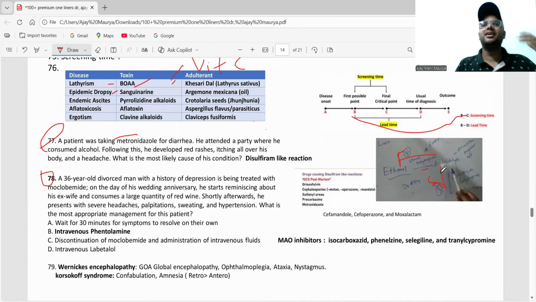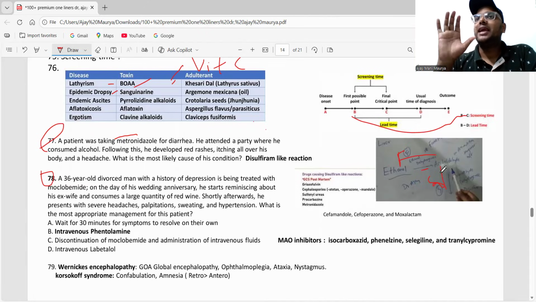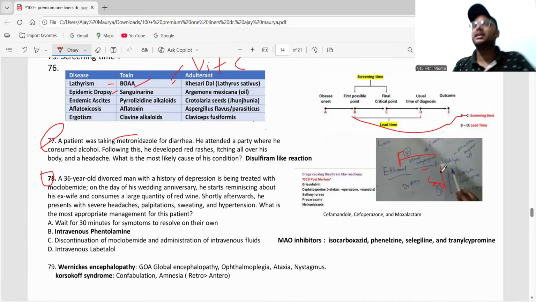Okay? He will get the euphoria. He'll get the headaches also. If he takes more amount, this happens. So if he took it at night, in the morning what happened? Everything is gone. That's why the acetaldehyde is converted into acetate.